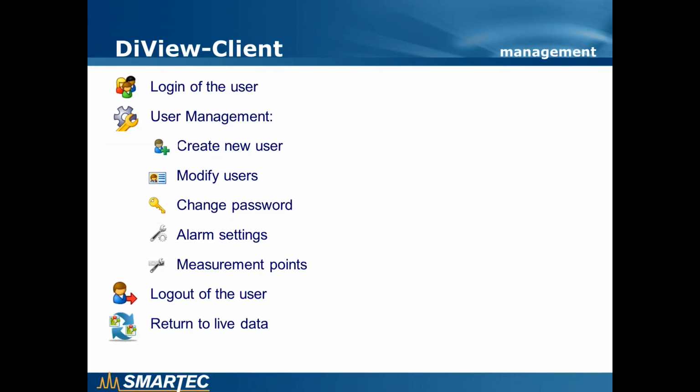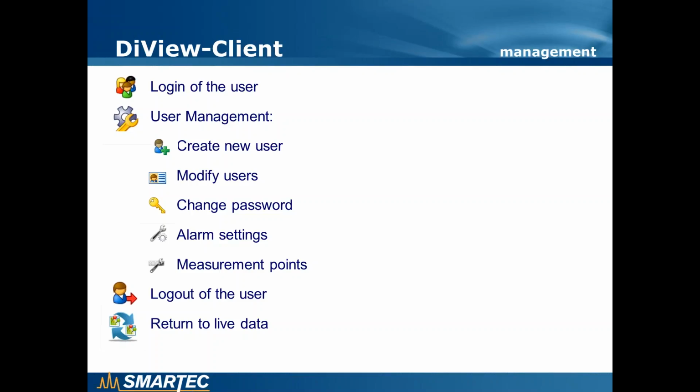The DiView-Client also has an area for the management. There is the possibility, first of all, to do the login, but also to perform other more complex actions. For example, to create a new user, modify the properties of the user, change the password. There is also the possibility for the alarm setting. You have the possibility to tune or modify the alarm criteria. And then you can also enter more in the details, removing, for example, some measurement points from the post-processing.